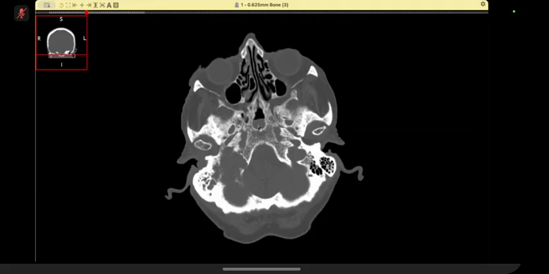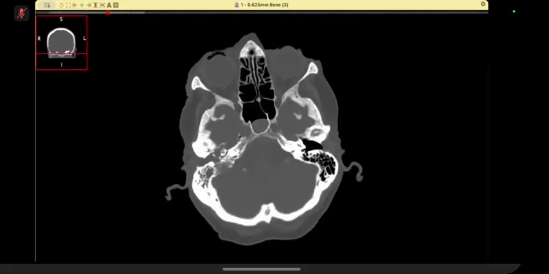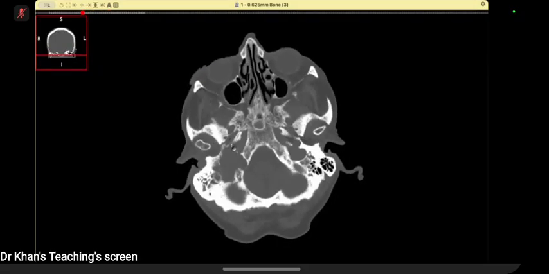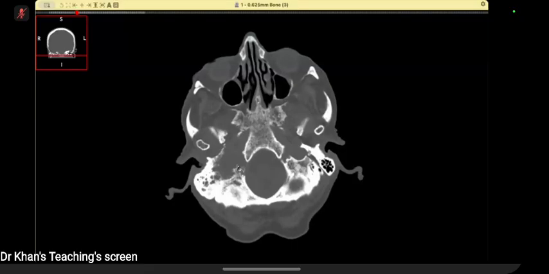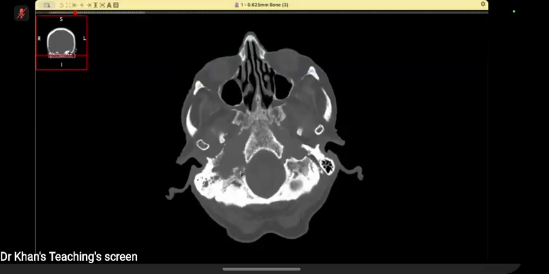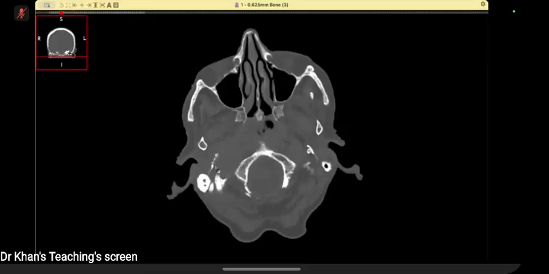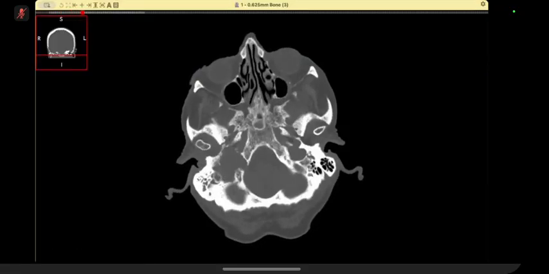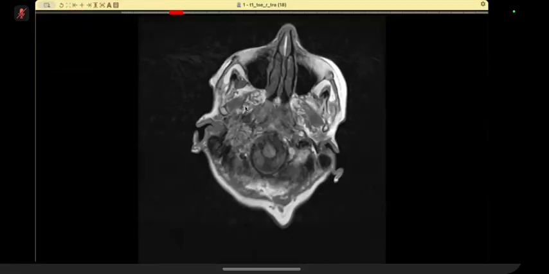The software is hanging, so just bear with me. Now it's fine. So if you see, look at the edges here, and this is the permeative bony destruction, and this is a key exam sign in this case. Mention that this is permeative bony destruction. Then the candidate did very well.